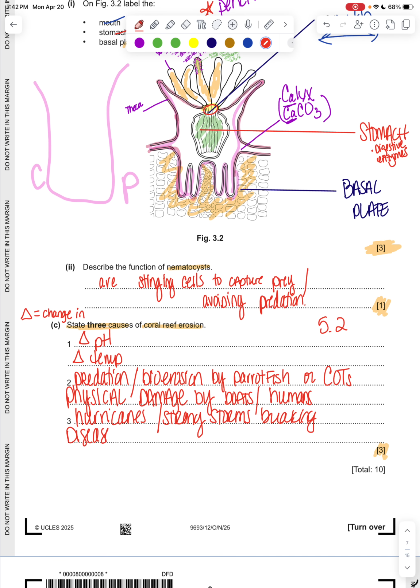Disease. For any living thing and its population going down or its growth going down, you can always say disease, truly. Unless it says don't say anything biotic, but you could always say disease.